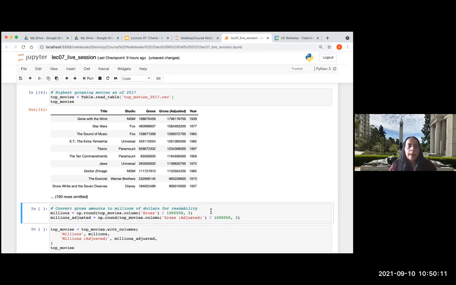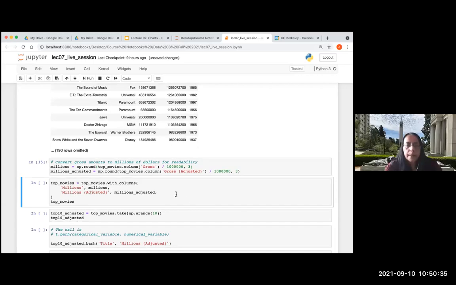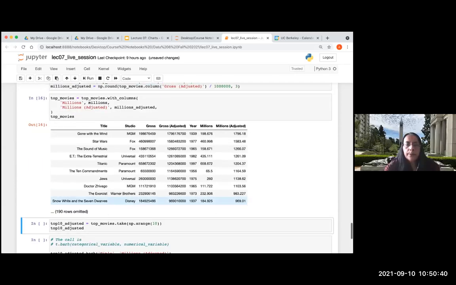Somebody please explain to me, why am I using np.round and not just round? Because we are rounding each element of an array, right? So wonderful. And so we've done the same thing to the gross adjusted column, creating an array called millions adjusted, and then we augment our top movies table with these two columns. And so now you see these last two columns, the millions and the adjusted millions, are much easier to read.